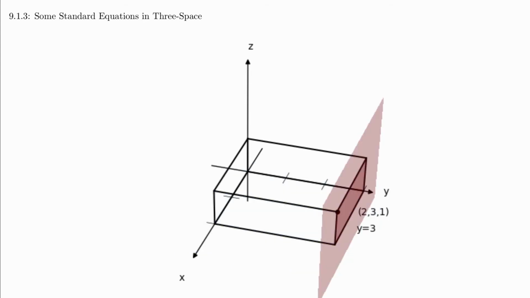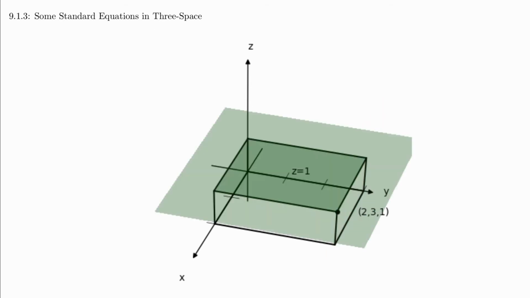We can similarly see that the y equals 3 plane is on the right side of the box parallel to the xz plane, and that the z equals 1 plane is the top of the box, which is parallel to the xy plane. The box we drew here is analogous to the rectangle we drew before in that the intersection of all 3 of these planes gives us the point (2, 3, 1).